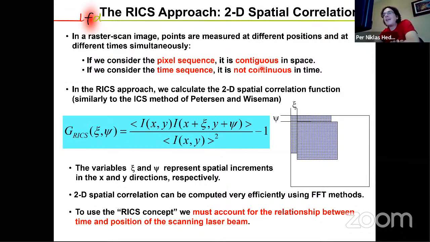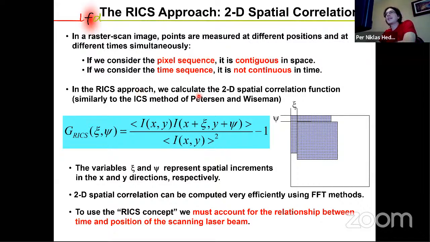Okay, so how do we now analyze the data? How do we extract the information from this correlation curve? Well, in the raster scanned image, as you've seen, the points are measured at different positions and also at different times as the laser beam is moving along. We consider the pixel sequence is continuous. We just scan along with the laser. The time sequence you see is that at some point we will jump back to the next line. So we have to take into account how this image is exactly made up, depending on the scanning motion.